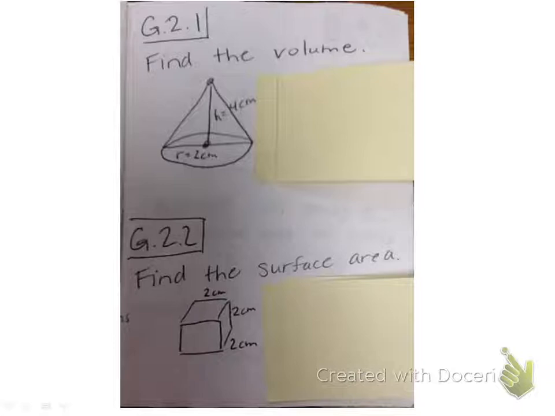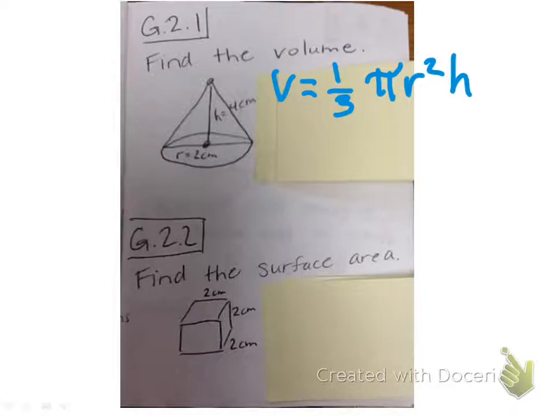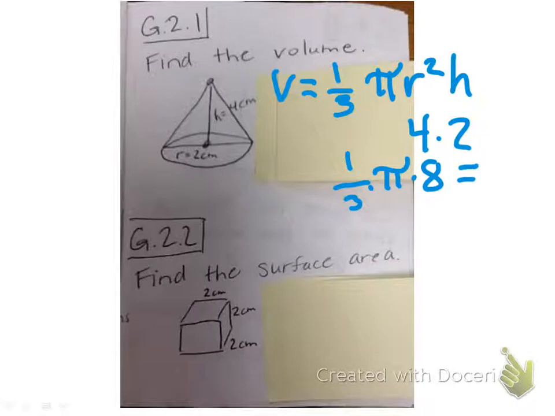To find the volume, all we have to do is use our volume of a cone. So V equals 1/3 pi radius squared times h. And radius is 2, so 2 times 2 is 4. 4 times 2 is 8. 1/3 times pi times 8 is approximately 8.3 centimeters cubed.